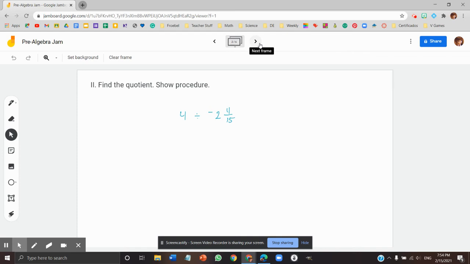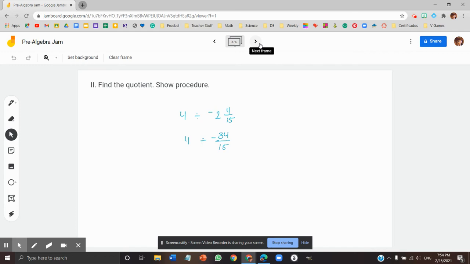Again, I know that my denominator is going to be 15. Everything else, I'm just going to pour down. So 15 times 2 is 30, plus 4 is 34. And don't ever forget that negative.